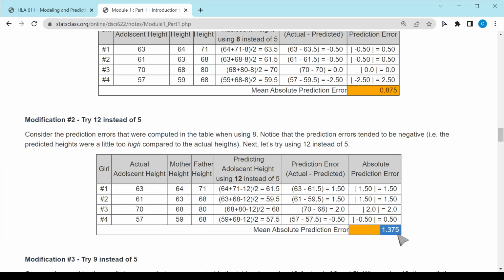When I was using 12, my average prediction error is 1.375. When I was using 8, it was only 0.75. So the selection of 12 did not improve things. And in fact, now you can see that I'm actually under-predicting for 3 of the 4 girls here.